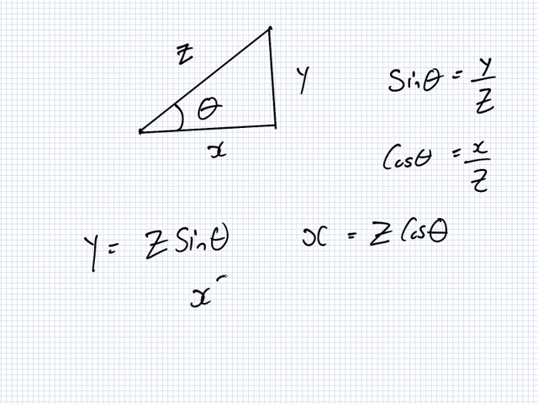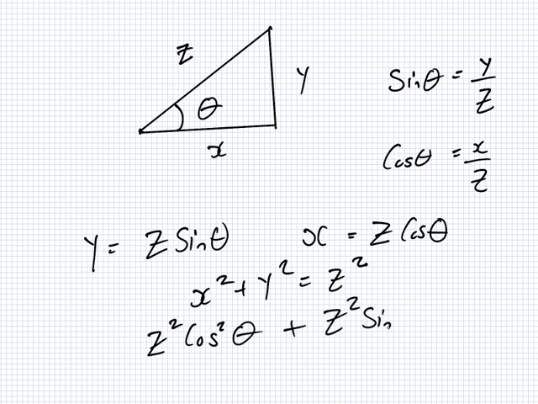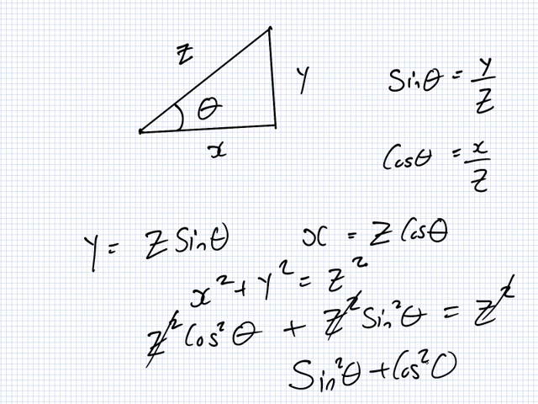Pythagoras said x squared plus y squared equals z squared. So that means z squared cos squared theta plus z squared sine squared theta should equal z squared. What's in common here? Z squared cancels out. And you end up with this useful result. Sine squared plus cos squared equals 1. Yeah. This will be important now for the next question.